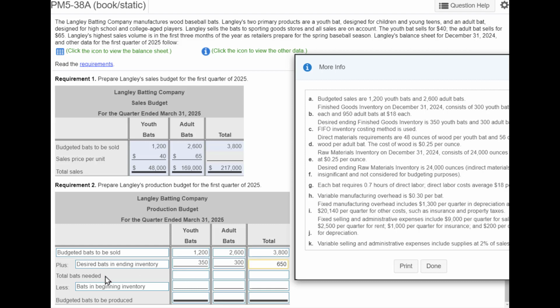Next, total bats needed. Well, we expect to sell 1,200, and we want to have 350 in ending inventory. That gives us 1,550 youth bats needed. For adult bats, we need 2,900, and then total, we take the 2,900 plus 1,550, and that gives us 4,450. So again, we expect to sell 1,200 youth bats. We want to have 350 in ending inventory at the end of the quarter, so we need 1,550 youth bats. However, we might have some in inventory already from the previous quarter.